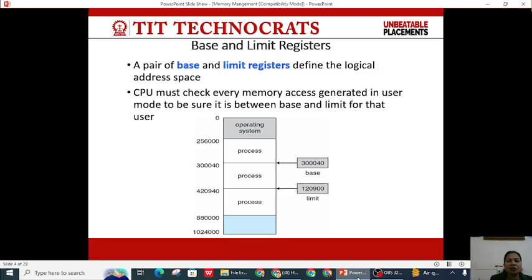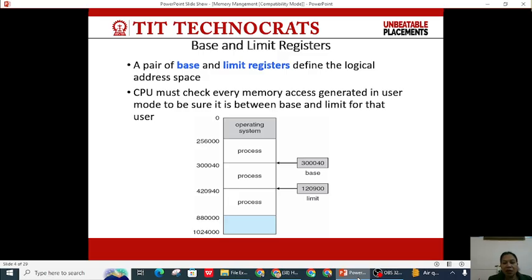When that logical address is to be taken into main memory, it must be ensured that the size of the process is within the limit register. Whatever the size of the limit register, the process size should satisfy it. Otherwise the process cannot be taken into memory. The base register keeps the first free address in main memory, the first free block of addresses. So these are the two registers required for memory management.